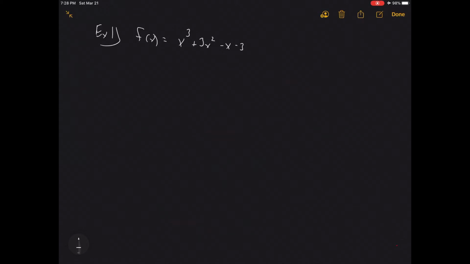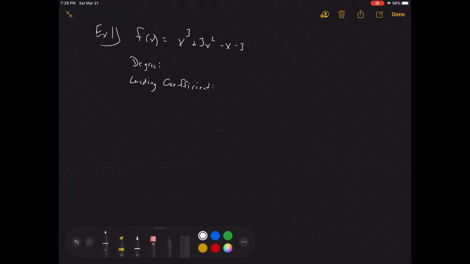So what we have to do is look at two things. We have to look at the degree, and we have to look at the leading coefficient. And that's how we'll determine it. So the degree of this thing is the highest exponent. The degree of this thing right here is 3. The leading coefficient is 1. It's not written there, but we have to assume that it's 1 because it's the number out in front of the highest power term. And that 1 is positive.